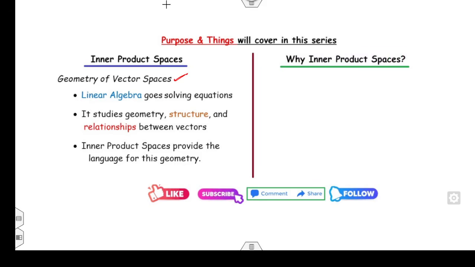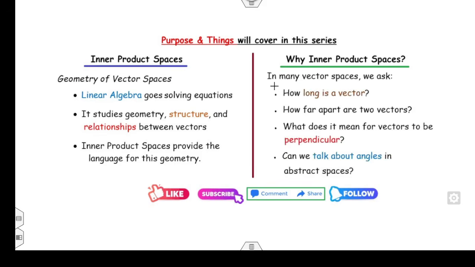There are so many reasons why there is a need of the vector space. A few of them I have listed as below. If we want to know how long is the vector, how far apart are two vectors, what is the relationship when two vectors are perpendicular, or apart from perpendicular, what can you say about 30-degree angles, or in other words, what can you say about the abstract space? All these answers we will discuss in this ongoing lecture series.